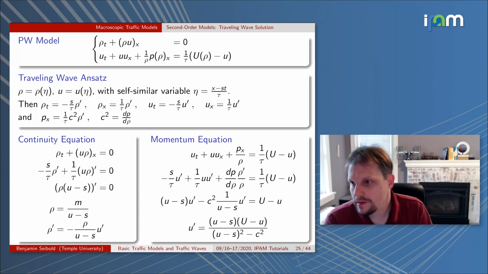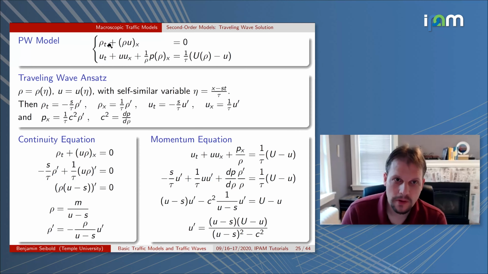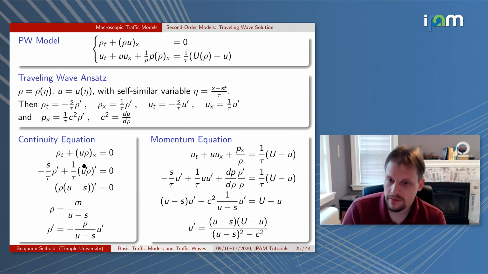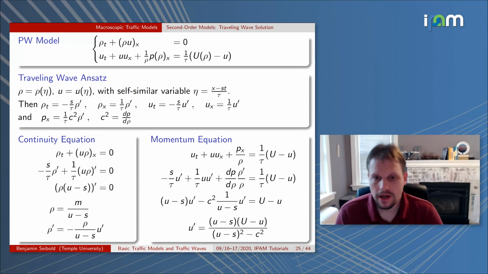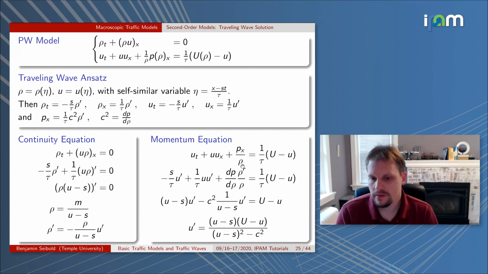You don't just have quantities defined on the vehicles. So you can make a traveling wave ansatz that both density and speed here are functions of a single variable that is just in a moving frame of reference. And you substitute that into the two equations. You get a relationship between rho and u with some unknown traveling wave speed s, some integration constant m that turns out to be the mass flux of vehicles. You substitute that in the momentum equation and reduce the two-vector system of PDEs to a single ODE.